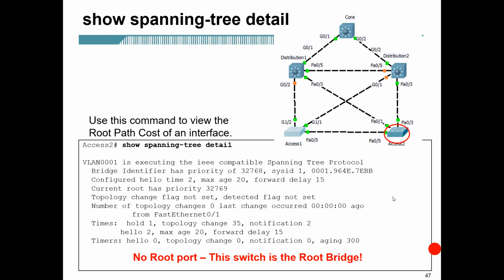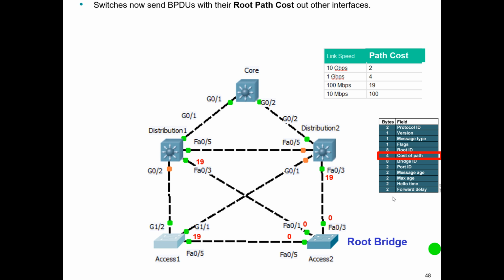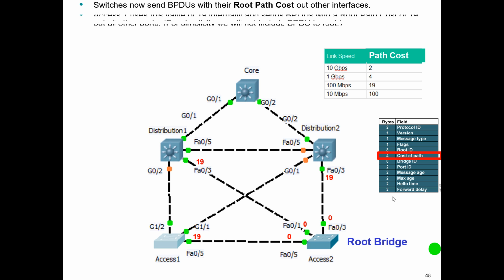A key thing to realize is if you do a show spanning-tree detail and no root ports show up, that switch is the root bridge, because the root bridge will have no root ports. So switches will now send the BPDUs with their root path costs out of their interfaces. Access 1 uses its value of 19 internally and sends the BPDU with a root path cost of 19 out all other interfaces.